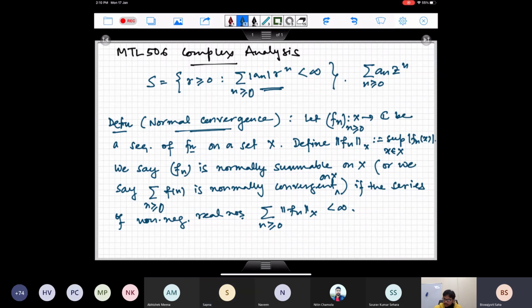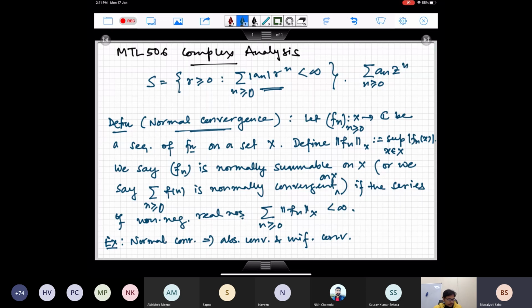Okay, if this is clear, then you should be able to tell me how this follows. Exercise: normal convergence implies absolute convergence and uniform convergence. Suppose I have a sequence of functions which is normally summable. Then for any given point x, the sum of the absolute values of fn of x is convergent, and the sum of fn is a uniformly convergent series of functions.